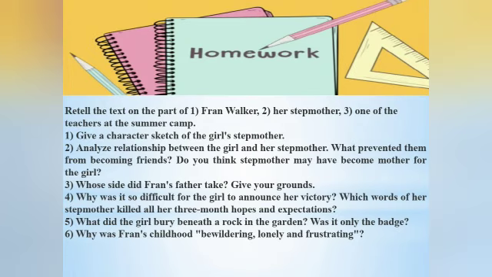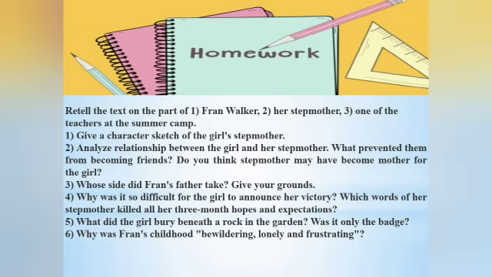Why was it so difficult for the girl to announce her victory? Which words of her stepmother killed all her 3 months' hopes and expectations? What did the girl bury beneath a rock in the garden? Was it only the badge? Why was Fran's childhood bewildering, lonely, and frustrating?